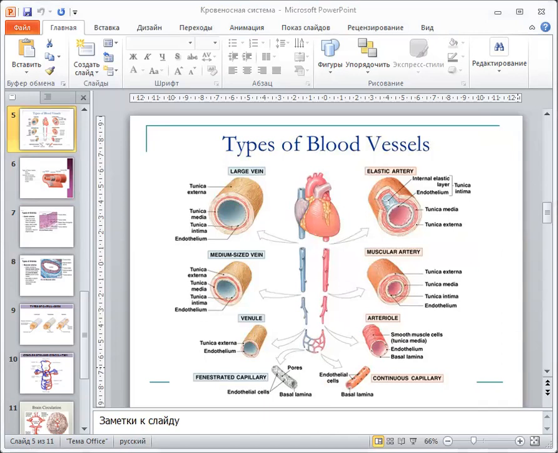Veins. The features of veins. Pericytes in their wall are completely replaced by smooth muscle cells. The muscular layer is poorly developed. Elastic fibers are almost absent. The outer shell is thick and consists of connective tissue and collagen fibers. There are valves. A valve is a pocket-shaped semilunar crease which opens toward the heart.